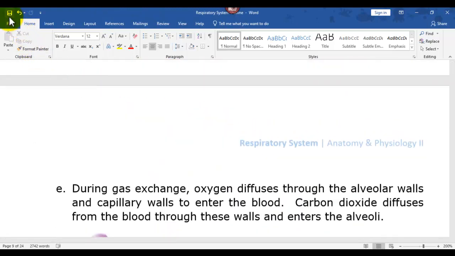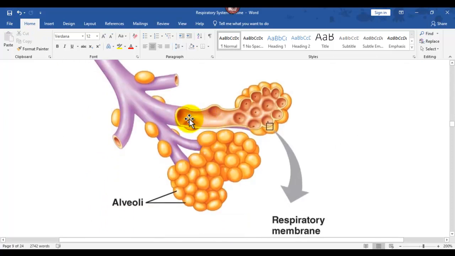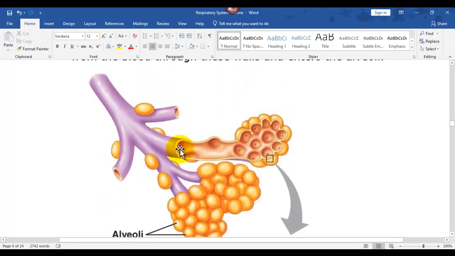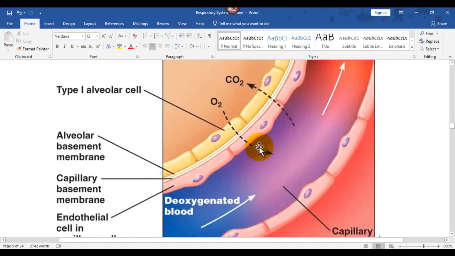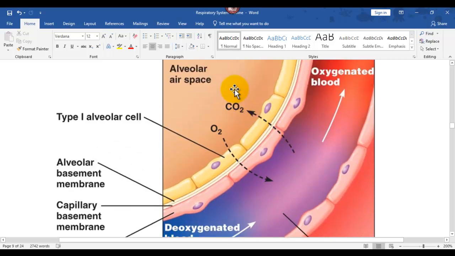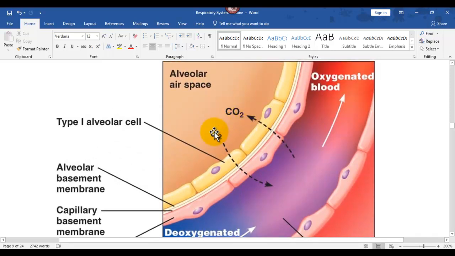So here is, like I was saying, the terminal bronchiole. These are respiratory bronchioles. That's an alveolar duct, and these are alveolar sacs. And here's one more diagram. Deoxygenated blood's coming in. Oxygen's moving into the bloodstream. CO2 is moving into the lungs. All of this is by diffusion.